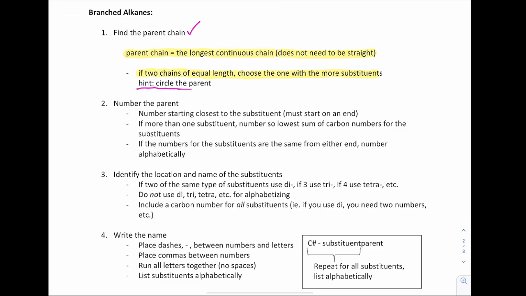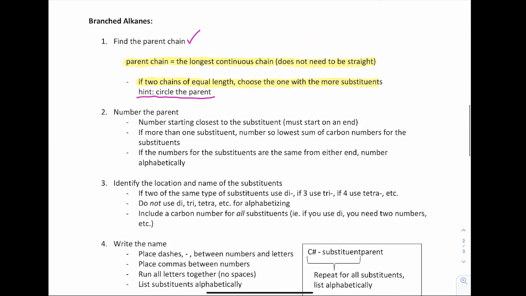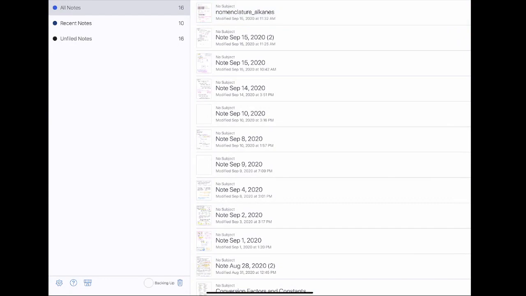And then I generally circle the parent. I'm probably going to highlight it because it's easier on this iPad, but circle it, highlight it, somehow mark the parent. Once we start doing steps 2, 3, 4, and I can count 2, 3, and 4, you're going to probably be glad that you have that parent identified. So I'm going to find the parent. I'm going to highlight it, but circle the parent. If we were in class, I would circle it. So I'm going to go back out and we'll do some examples.